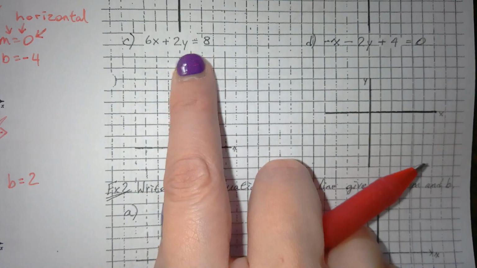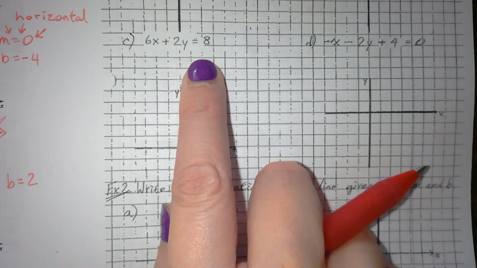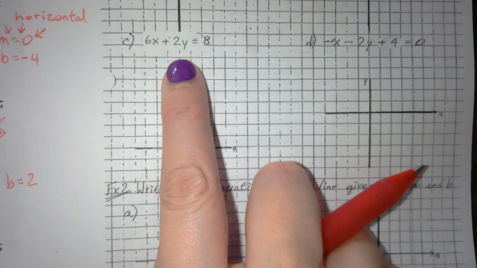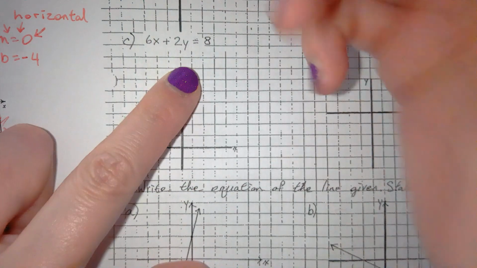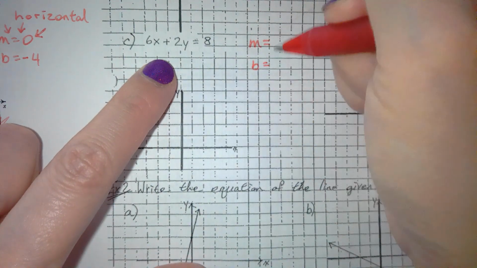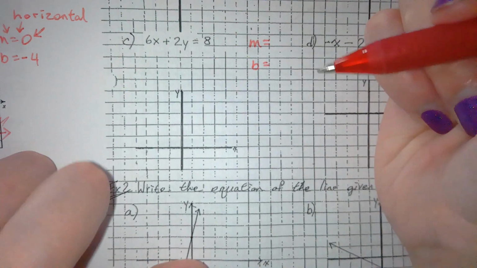What's my M and what's my B here? Oh, M is 3. Where did you get 3 from? Because I first put the 2y on the left. So 2y equals 8 minus 6x. I just divide 2 on both sides. Right. So I can't say what M and B is right off the bat because as Max said, this is not in y equals mx plus b form.